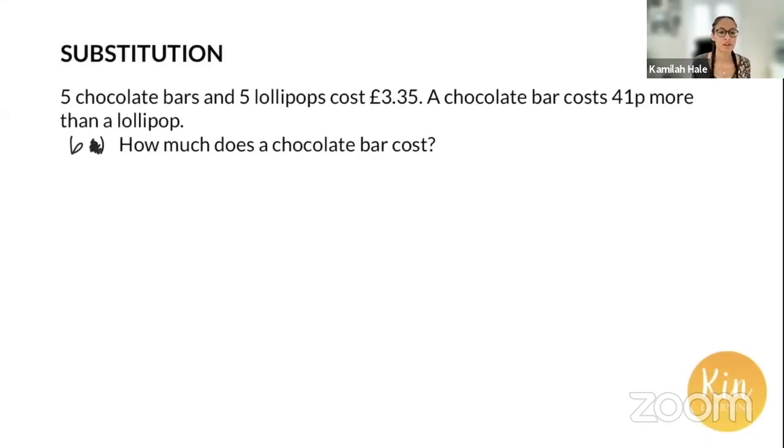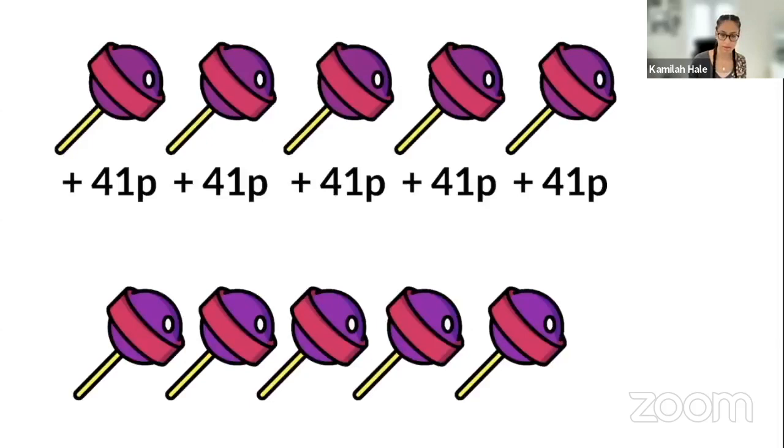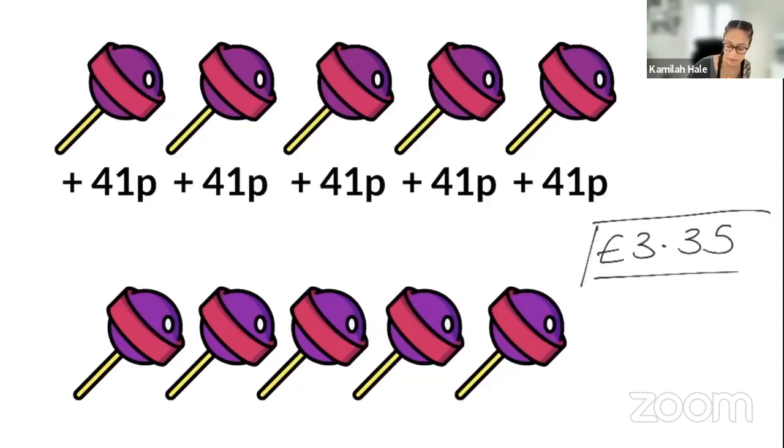Okay, so 5 chocolate bars and 5 lollipops cost £3.35. A chocolate bar costs 41p more than a lollipop. How much does a chocolate bar cost? Now remember, we know that this adds up to £3.35, all of these. But we have also been able to replace those chocolate bars with this. So this all costs £3.35 as well, have the same value.